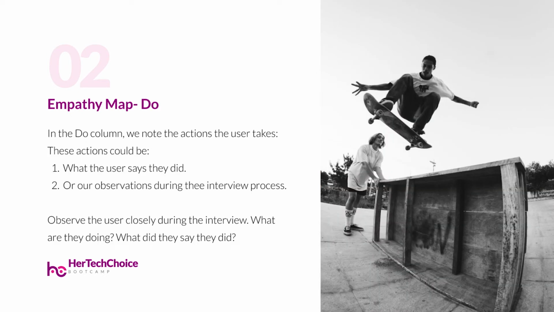Then in the do column, we note the actions the user takes. These actions could be what the user said they did or our observation during the interview process. Observe the user closely during the interview. What are they doing? What did they say they did? The do quadrant encloses the actions the user takes. From the research, what does the user physically do? How does the user go about doing it?